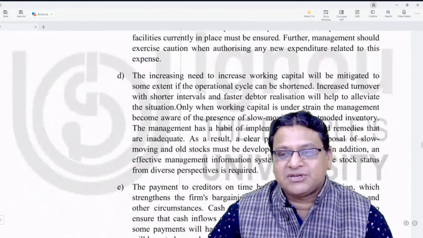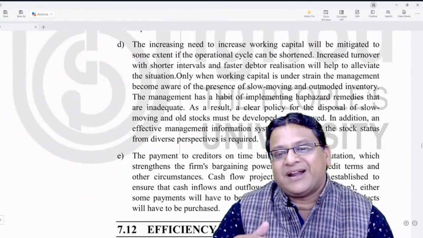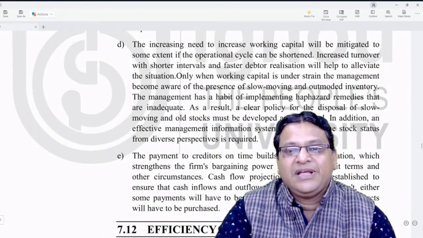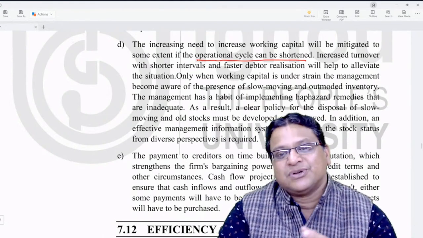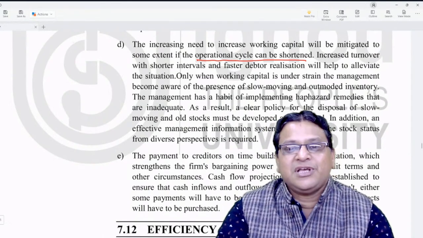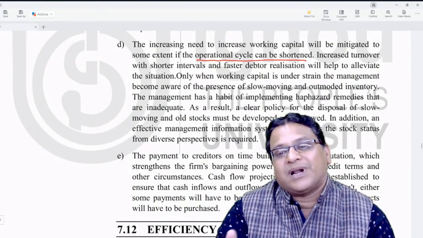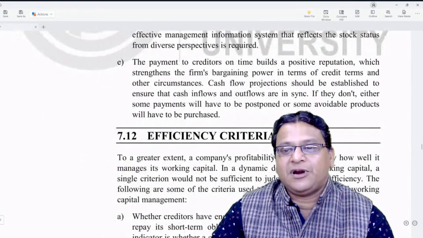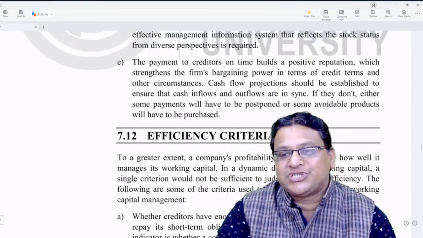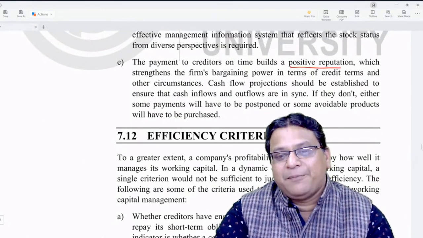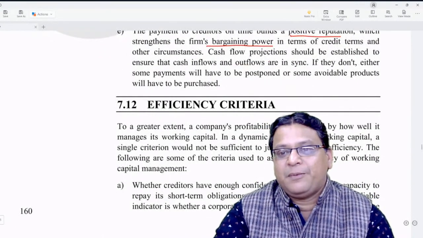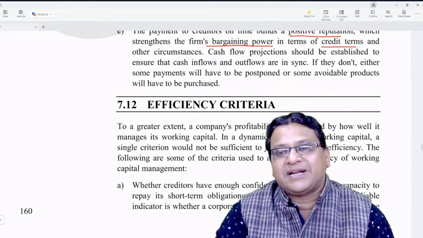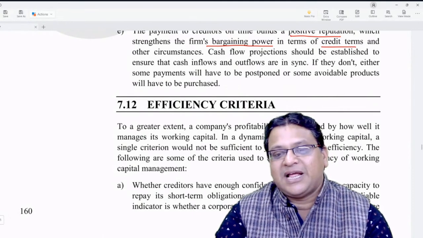Next, during a period of inflation, what will we have to do? We'll try our level best to shorten the operational cycle or working capital cycle so that the working capital requirement will be less. Next, during a period of inflation, we want to maintain a positive reputation so that we will have great bargaining power to get credit from the suppliers. If we have a good reputation, we can have the bargaining power to get better credit from suppliers. Then only can we manage our working capital requirements during a time of inflation.